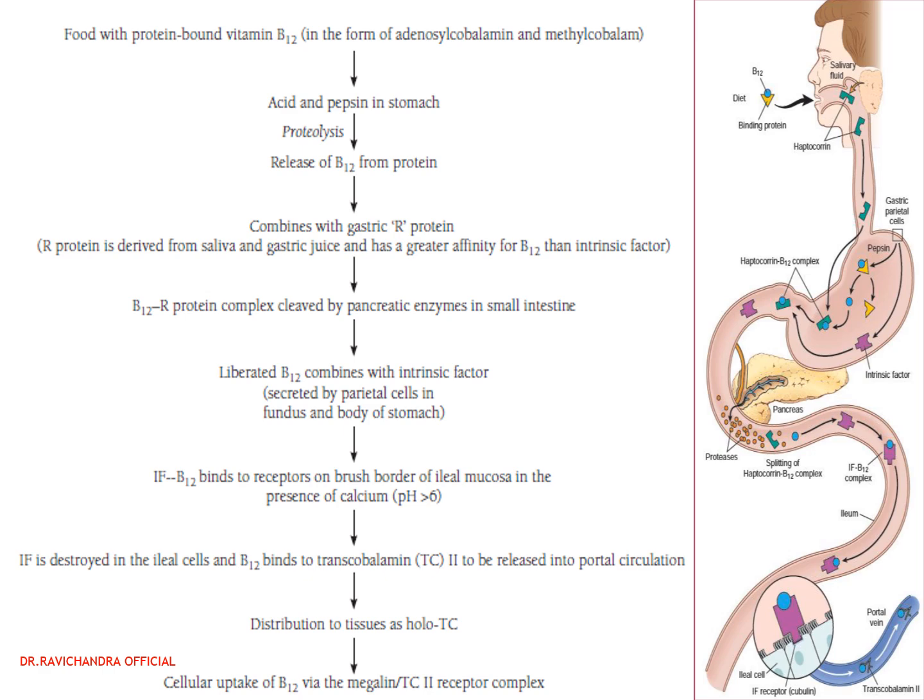Now this B12 is carried by transcobalamin 2, and it will be released into the portal circulation. And again this B12 is distributed in tissues as holotranscobalamin. Further cellular uptake will occur with the help of the megalin or transcobalamin 2 receptor complex. This is B12 metabolism.